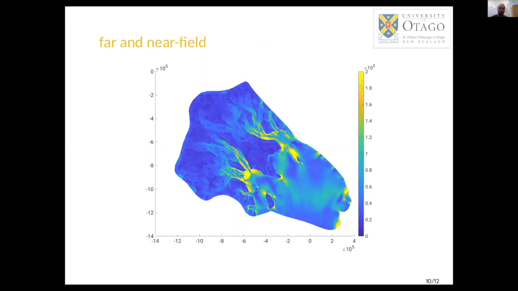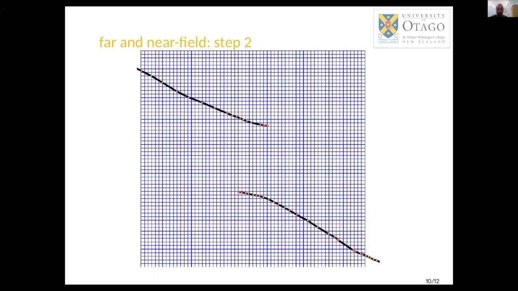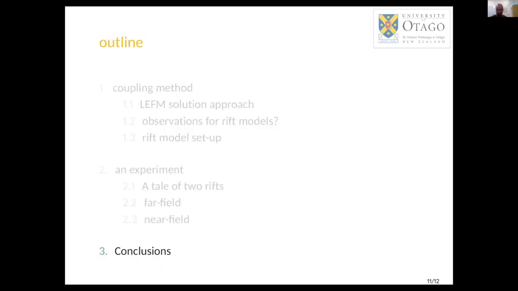And then we have the far and near field example. This is immediately after the inversion, and this is what it looks like after 2 steps. They all look the same. At 10 steps, we get to this configuration. At 20 steps, we've reached this. And then at 30 steps, we have this overall geometry of the propagating rifts.